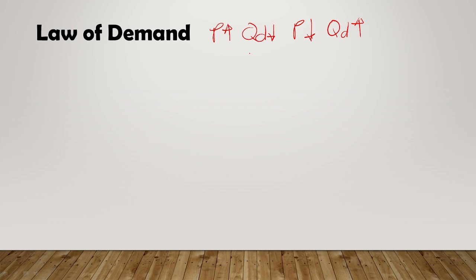If the price is expensive, of course, you will buy less. That's a normal thing that we do. If the price is high, you buy less; if the price is low, you buy more. So, that's how price and quantity demanded works.